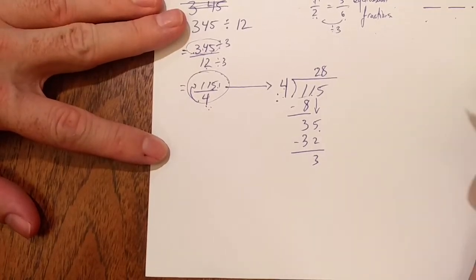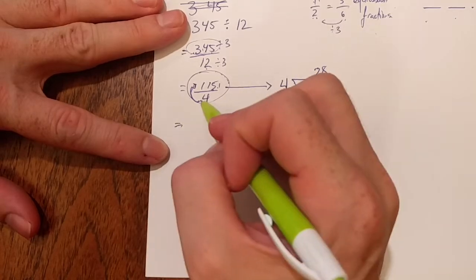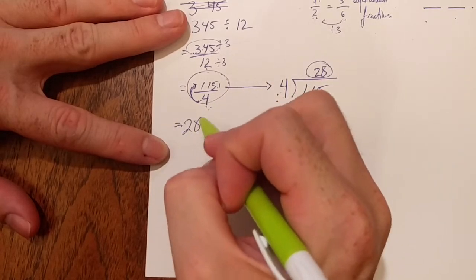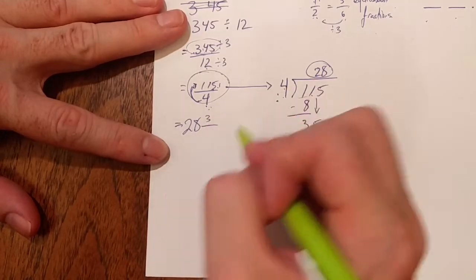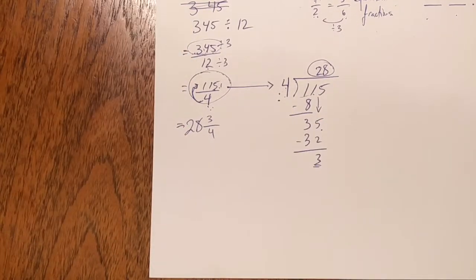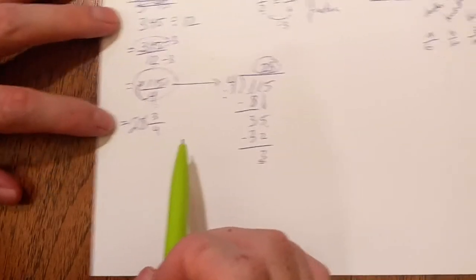And there we have it. There's my answer. How many groups of 4 go into 115? Well, there are 28 groups of 4. What's left over? 3 out of my group of 4. And that's going to work every single time. Now from here, you can go one step further.